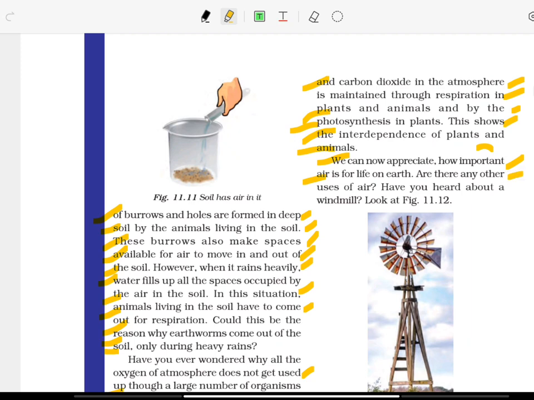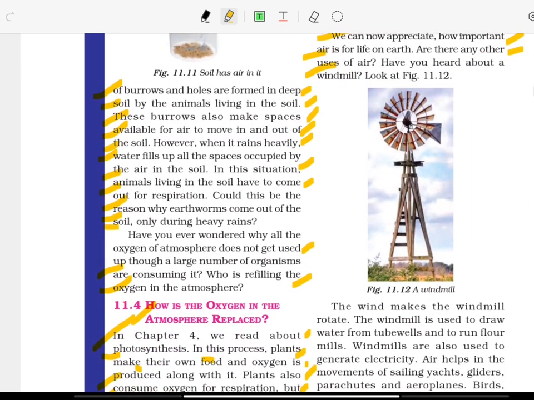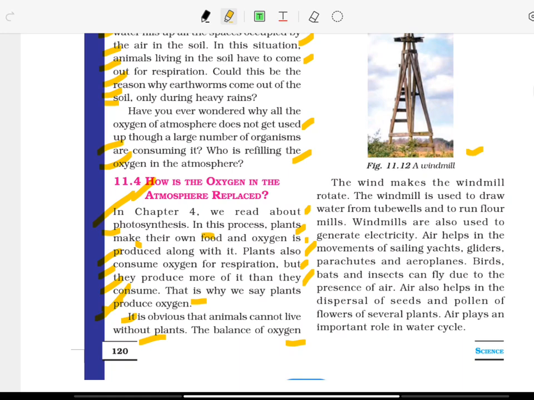Are there any other uses of air? Have you heard about windmills? Look at figure 11.2, windmill. The wind makes the windmill rotate. The windmill is used to draw water from tube wells and to run flour mills. Windmills are also used to generate electricity.